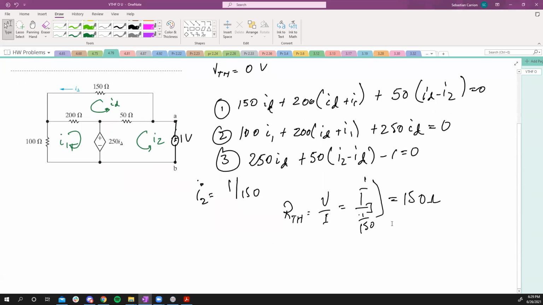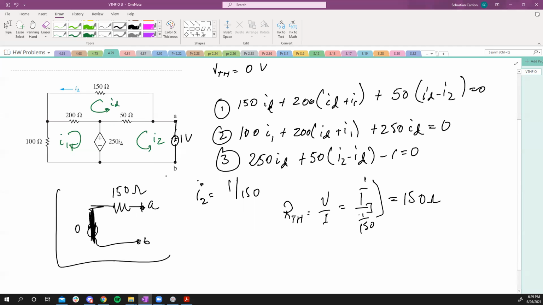So our equivalent circuit, since there's no V Thevenin, you could either say 0 volts, or you can just draw a line or a wire. It looks like this. And it'd be 150 ohms. So this would be our Thevenin equivalent.